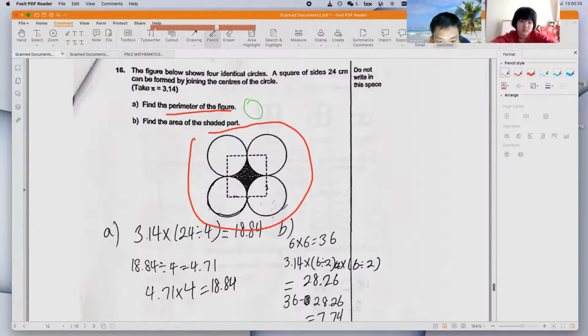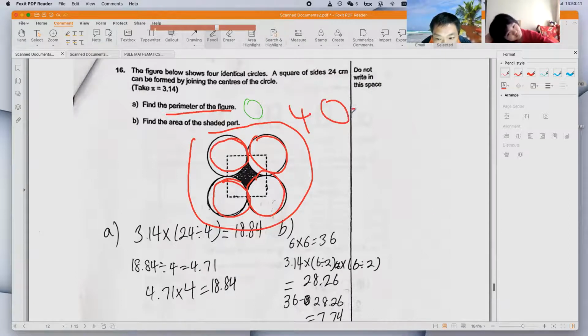Whole figure means nothing much, just this, this, this, and this. That means what? 4 circles. Okay. Oh, it's 3/4 times 4 circles. 3/4 times 4 circles.